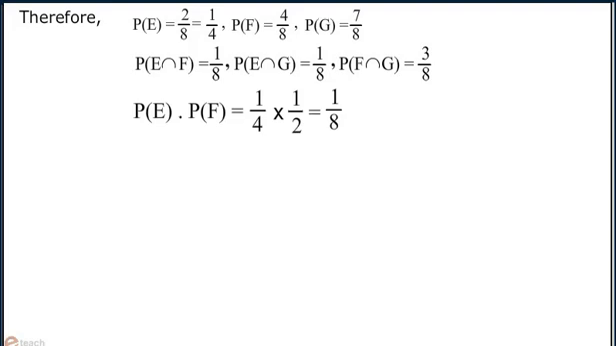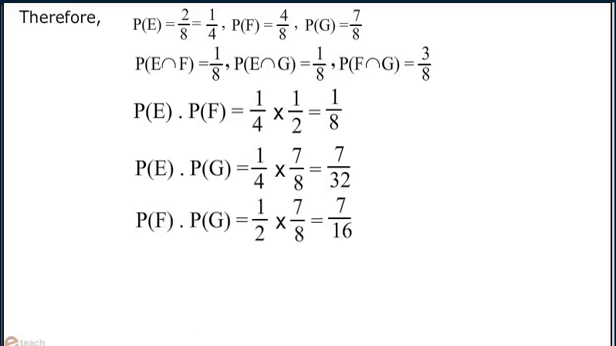So, probability of E into probability of F equals 1 by 8. Probability of E into probability of G equals 7 by 32. Probability of F into probability of G is 7 by 16.